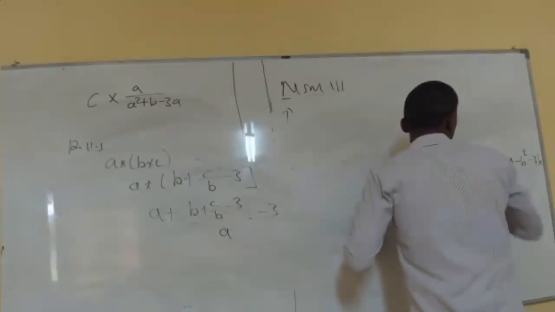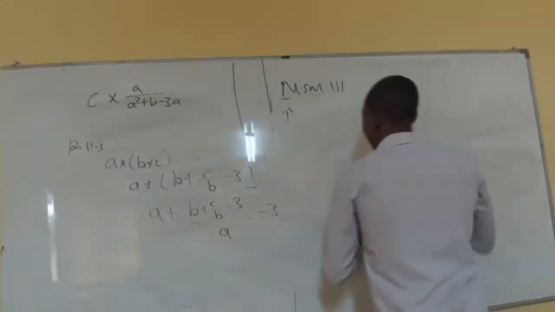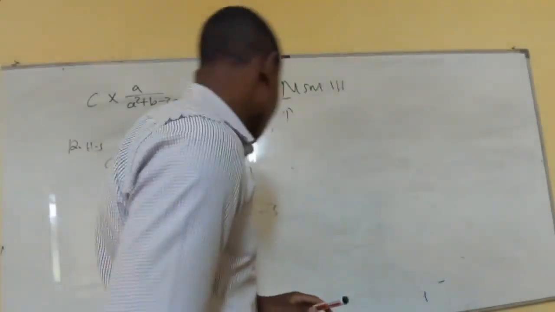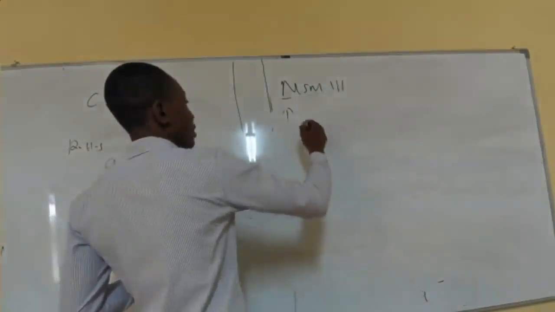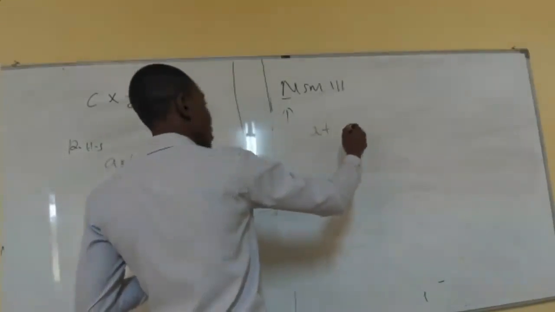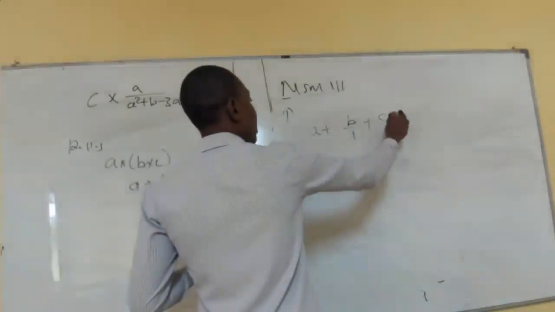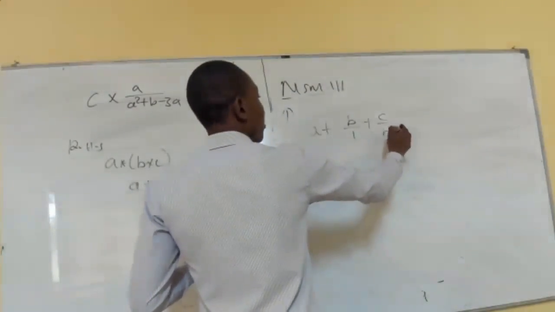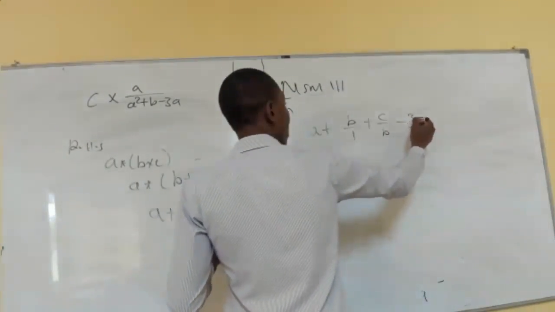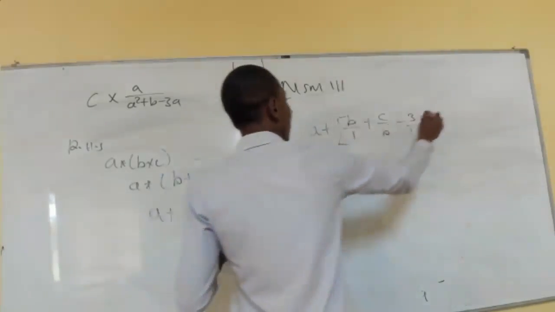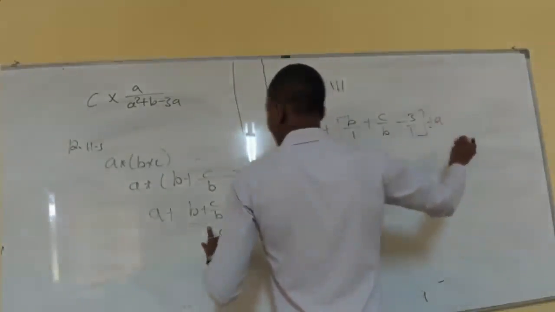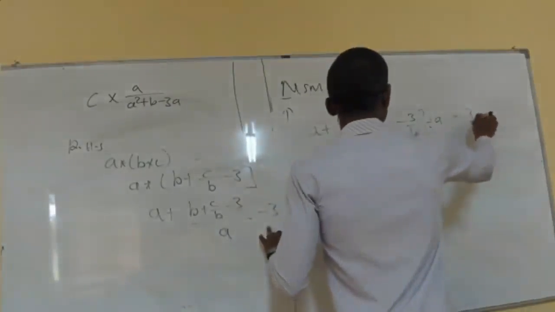Try to make it more visible. So we're saying this is A plus B over 1 plus C over B minus 3 over 1. Then we're dividing this by A, then minus 3.